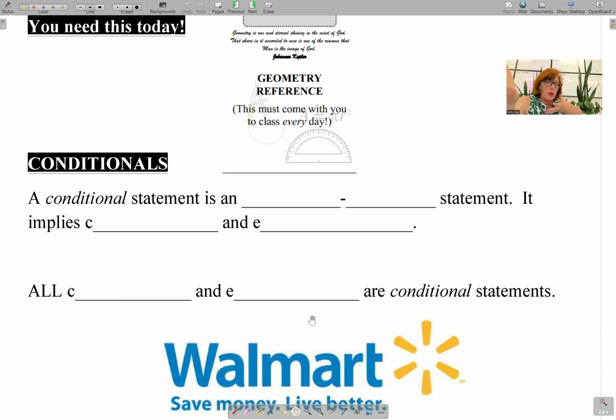If you clean your room, then you may go to a movie with friends. If you do your homework, then you're more likely to do well on assessments. If you get a job, then you can make more money than your allowance. Whatever it is, if, then. That is called a conditional statement. If, then statement. It implies there's a cause and an effect.